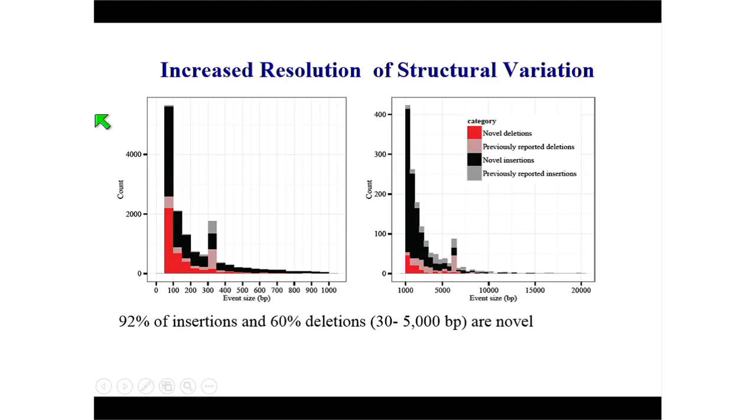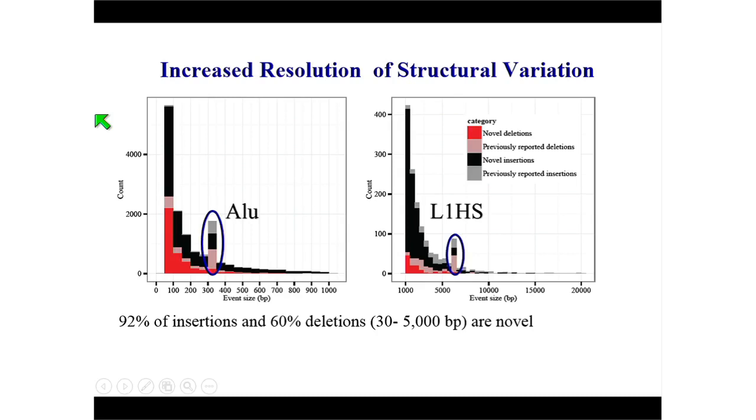Everything that you see in gray or pink means that in the databases that have been generated for characterizing structural variation, this event has been seen before. So, important point, you can see that 92% of the insertions and 60% of the deletions are novel. That is to say, despite our work and many other labs' work in trying to characterize the pattern of normal variation, we discovered essentially a large number of new structural variants in this new genome.